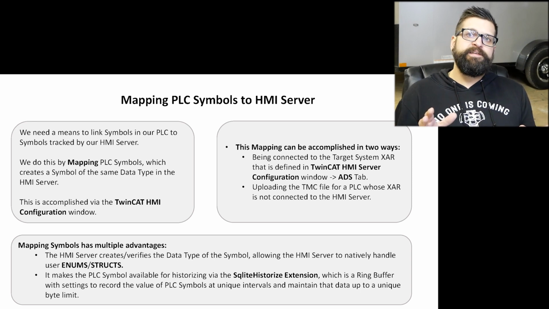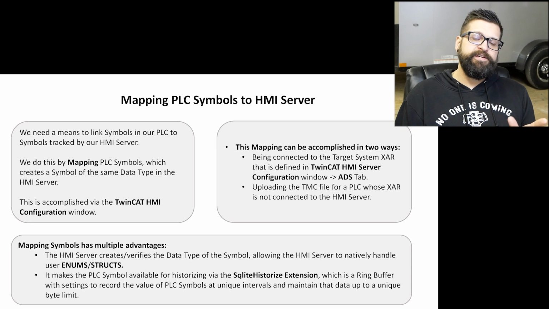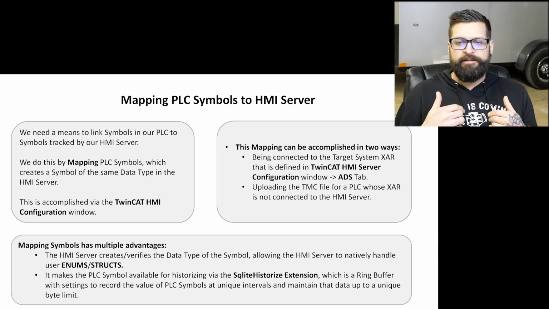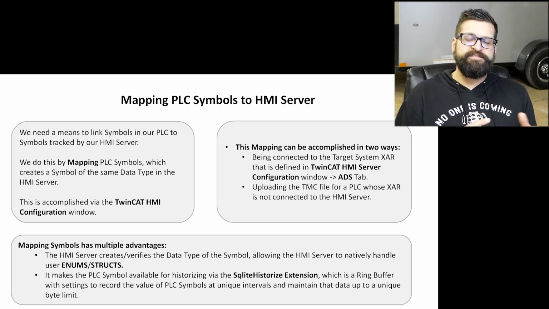And then also mapping is a prerequisite to use the SQLite Historize extension. So you must map a variable from the PLC to the HMI if you want to save it in the ring buffer to use in trends and charts and things like that. So that's the major advantages of mapping the symbols. Instead of reading them through ADS in real time, I prefer to map them and have them on a schedule, like some interval either on change or at some periodicity based on what my PLC can handle and how many symbols I'm trying to map back and forth.